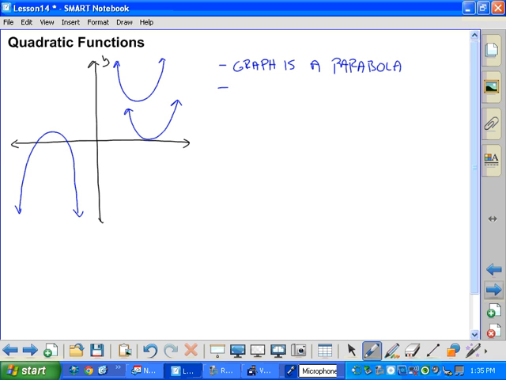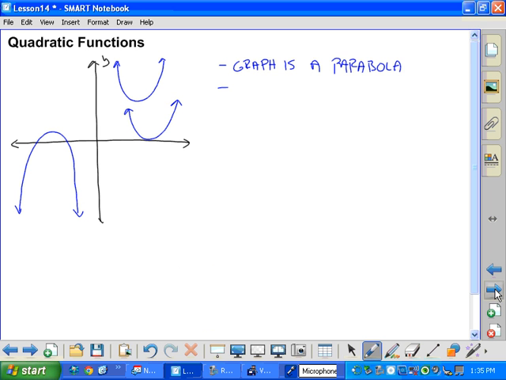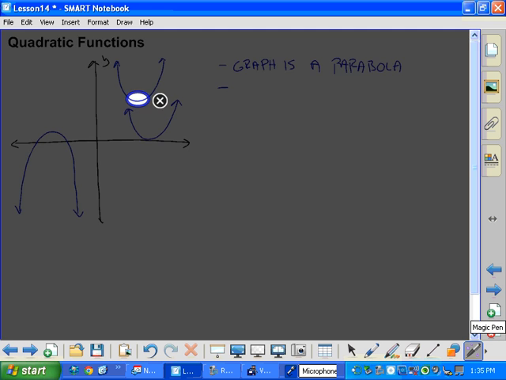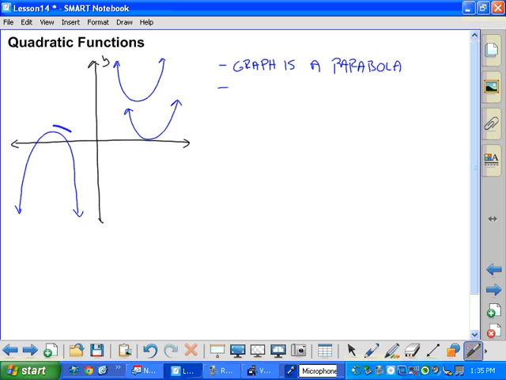All right. Matching up, because I want to keep the points consistent here, there can be up to one x-intercept. Well, how many x-intercepts can you have with a parabola, with a curve? We see that the one I drew here has no x-intercepts. Here, there's one x-intercept. And this one has two x-intercepts. So the graph can have up to two x-intercepts.